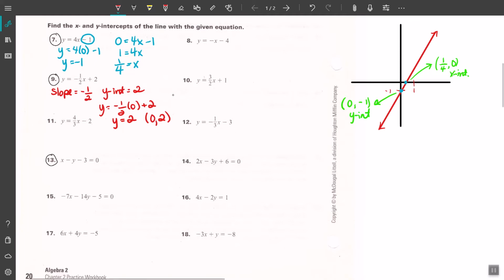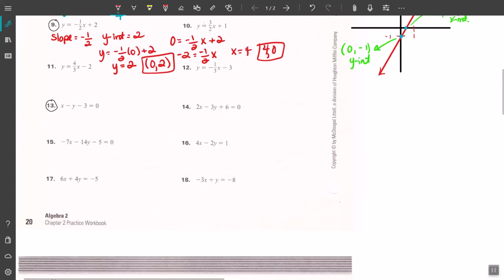And then set y equal to 0 to calculate for your x. And you would end up with an x of 4. So if we're going to put that in coordinate pair form, when x is 4, y is 0.